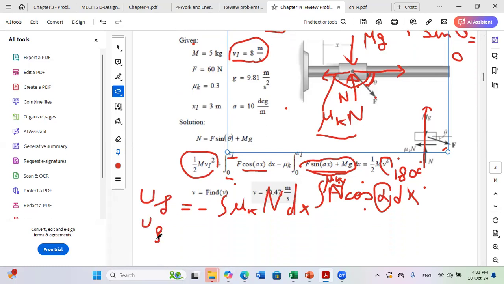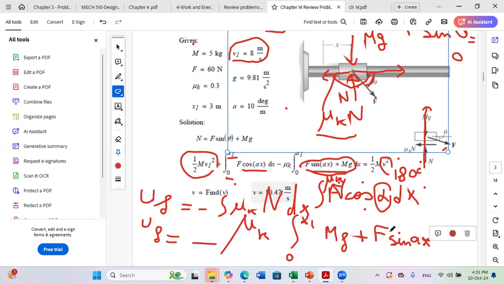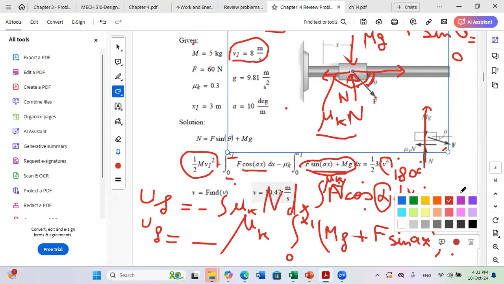So the work of friction, you can take mu k outside because it's a constant, is minus mu k times the integral from the initial to the final position, from 0 to x1, where you replace the normal by mg plus F sine theta, and theta is a function of x, so plus F sine of theta times dx, and you integrate, okay? Yeah, thank you. Okay, other question on this?